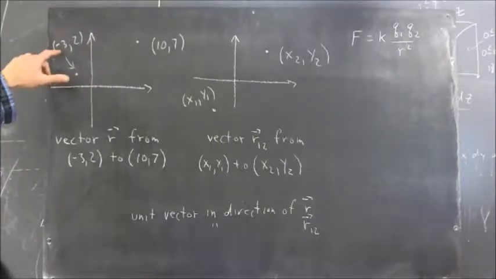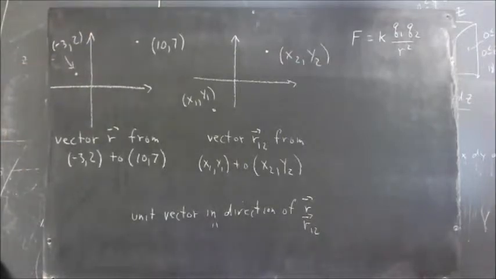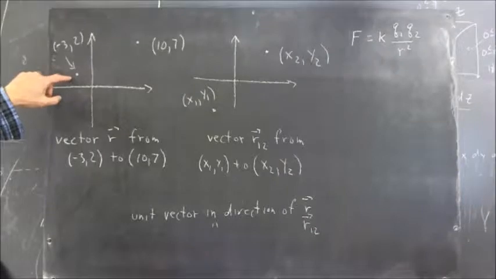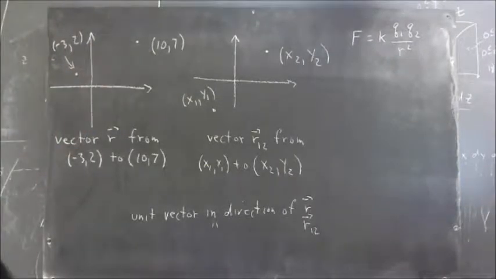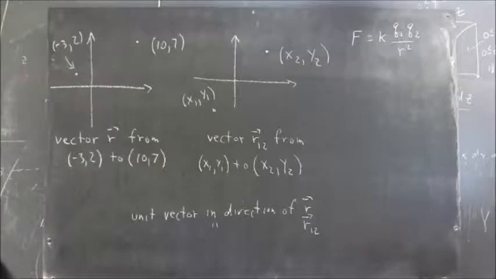We have the points -3, 2 and 10, 7 on a coordinate plane, and I want to know what the vector r is from the first point, -3, 2, to the second point, 10, 7. That's the first question I'm going to ask you to do. There are subsequent questions. I'll go over those, but then we'll deal with them one at a time, giving you time to think through them.